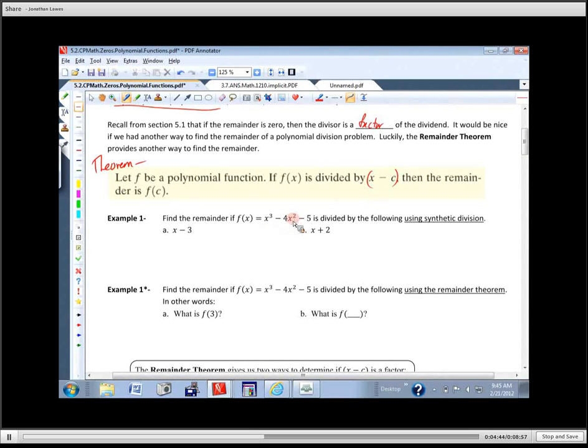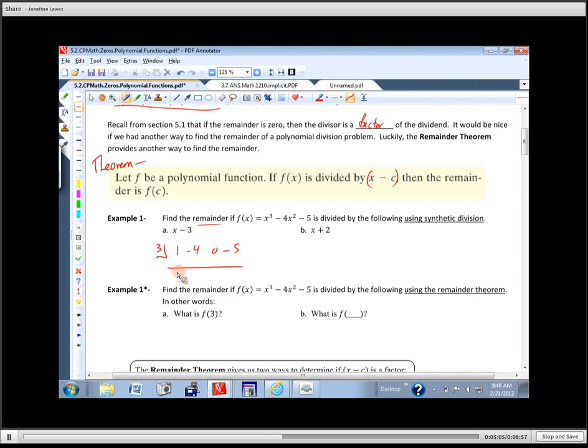Notice we're dealing with a polynomial. If we're divided by this one and this one using synthetic division, which is a pretty quick process. Again, all we want to do is just find the remainder. Okay, just the remainder. So in the box, we put a 3. We write down a 1, a -4, a 0, and a -5, right?